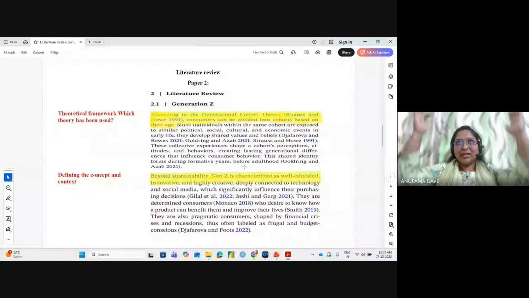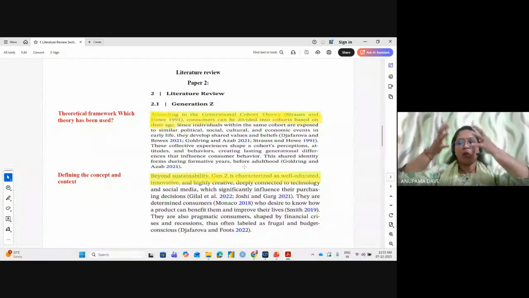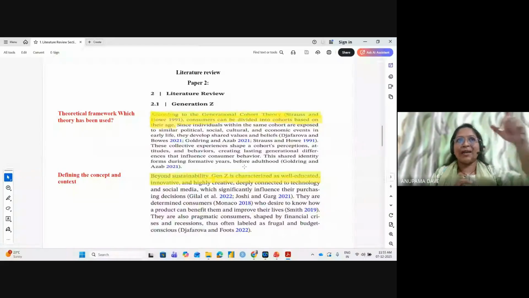So what they're doing is narrowing down. It's like a funnel: they talk about what it is, who these people are, and why they are related to this particular topic. So you have to create that sense of rationality. You have to give them a sense of importance as to why this topic is very important, and it draws back to the theories that you are referring to. So that's how the second paper has done it.